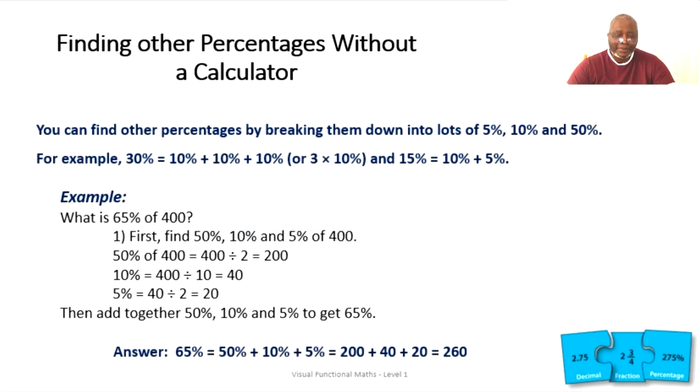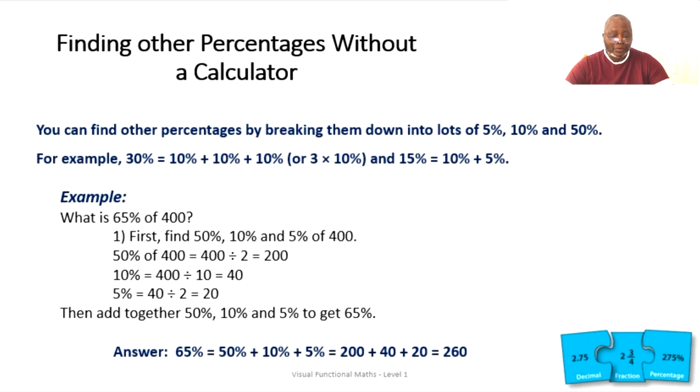Let's find other percentages without a calculator. You can find other percentages by breaking them down into lots of 5s, 10s, and 50%. For example, you can find 30%, which is equal to 10% plus 10% plus 10%, or 3 times 10. You can find 15%, which is equal to 10% plus 5%.